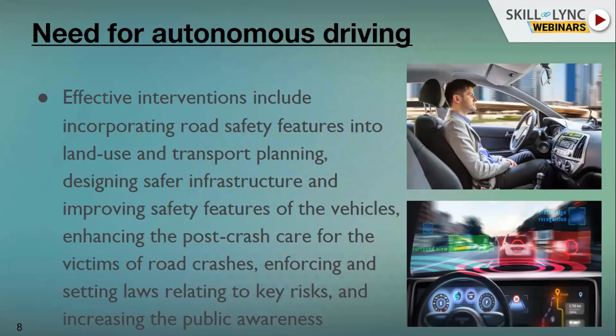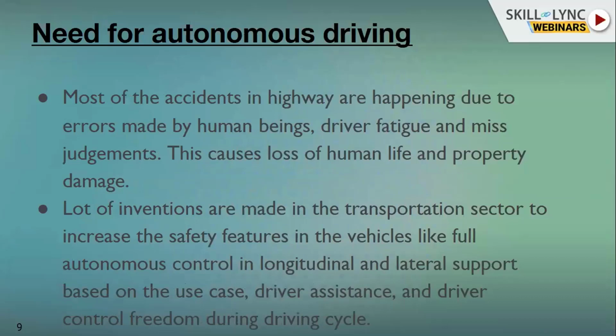But previous to the crash, we'll use the active safety domain, wherein we'll put a lot of innovations to control the crashes before crashing. Most of the accidents on highways or in urban areas happen due to human errors. In some cases the driver misjudges the environment, or is not attentive to the situation, so it happens. This causes loss of human life and property damage.